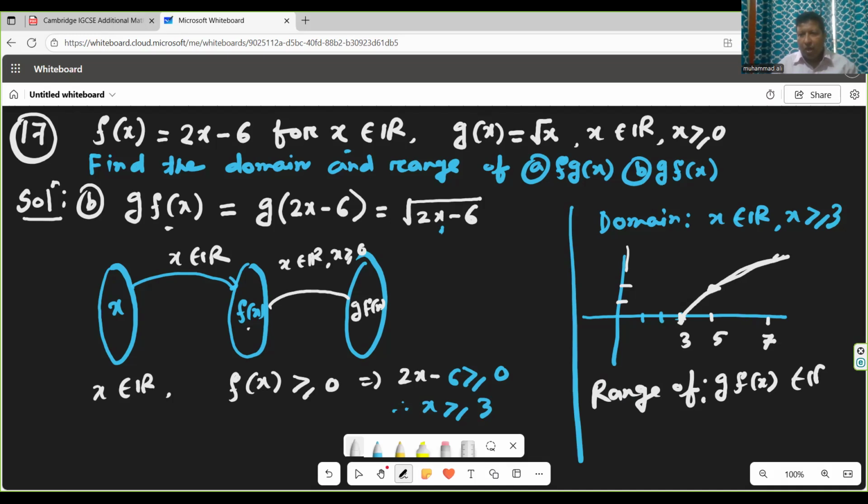g(x) belongs to real number and g(x) ≥ 0. Number 17 completed.